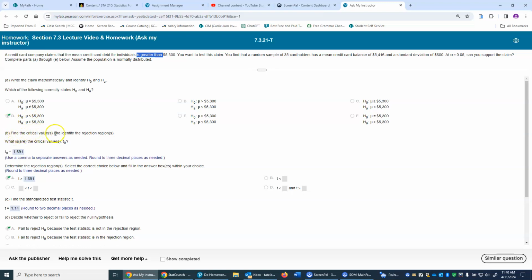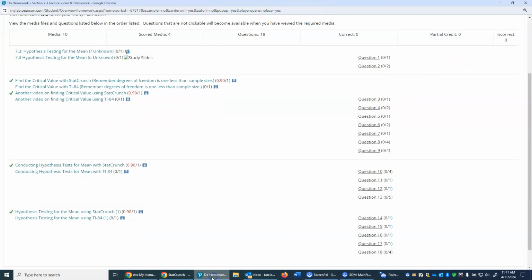Now they say find the critical values and identify the rejection region. So for the critical value, you don't use the T statistic here. You need alpha to calculate this. You need to know it's a right-tailed test, and we need alpha. If we look up here, alpha is 0.05.